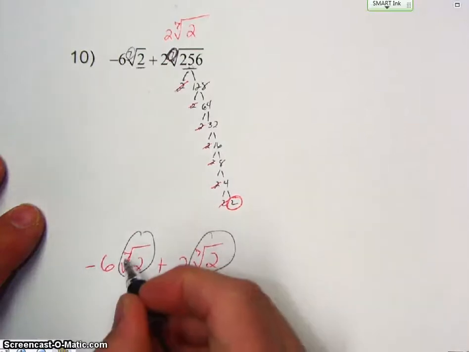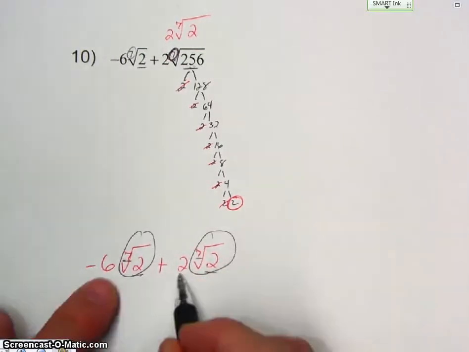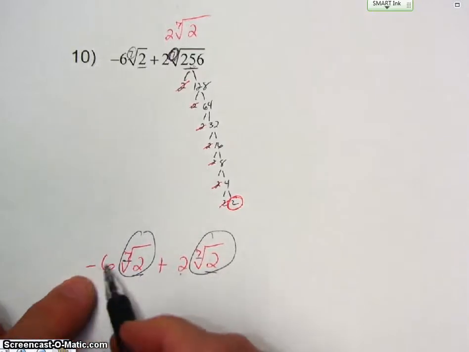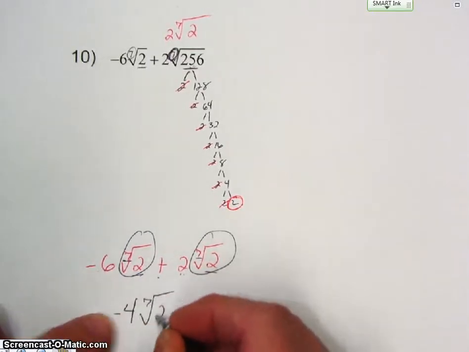All these are the same. The indexes are the same and the radicands are the same. So that means I can add or subtract their coefficients. So negative 6 plus 2 is a negative 4, and you just keep the rest of it the same.